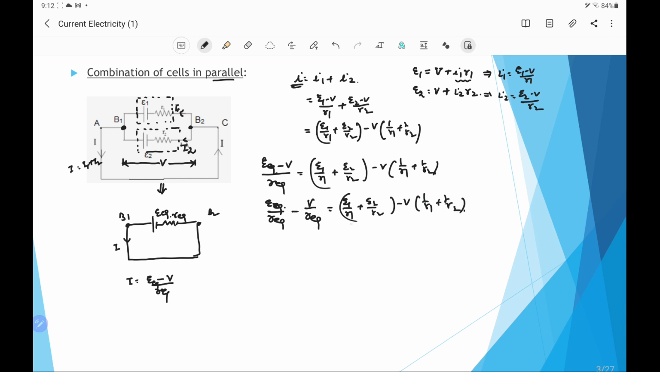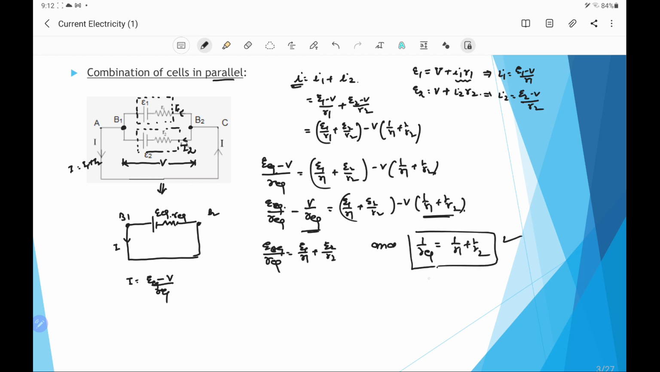Comparing the left hand side and right hand side, we can say that E equivalent by R equivalent equals E1 by R1 plus E2 by R2, and the second term on comparing will give 1 by R equivalent equals 1 by R1 plus 1 by R2. So the first value we get is that R equivalent is the result of the parallel combination of these two cells' internal resistances. If there are n cells in parallel combination, then we will have n internal resistances in parallel, and accordingly we will calculate the equivalent resistance.